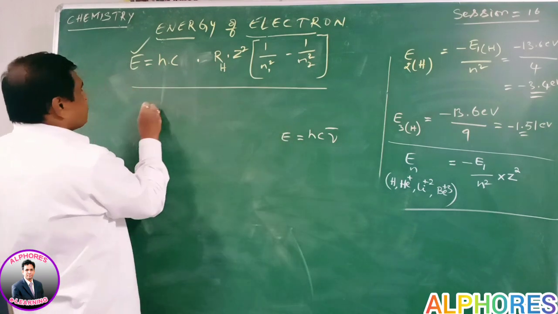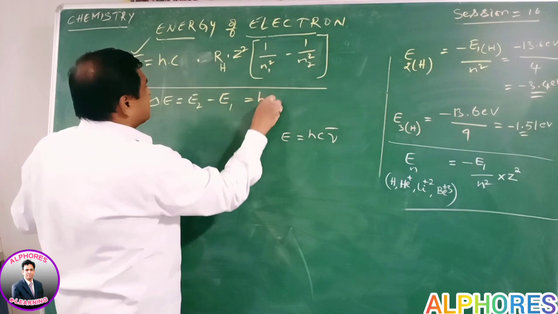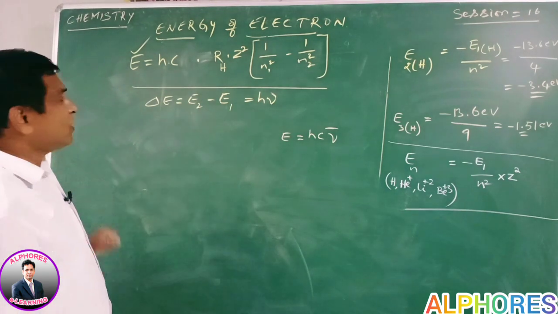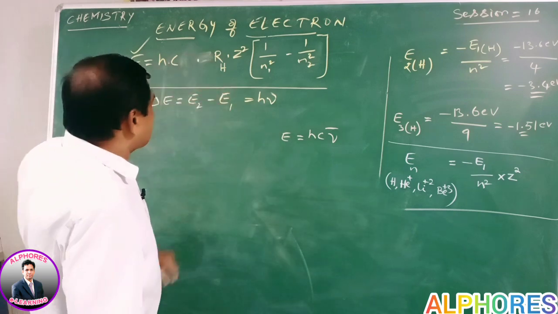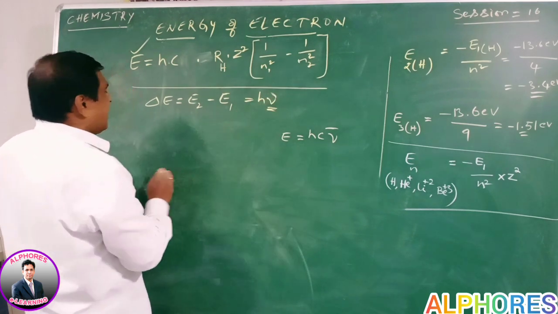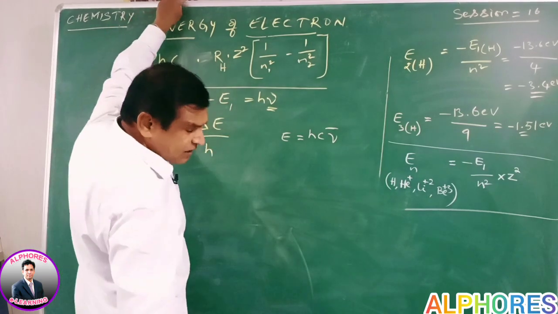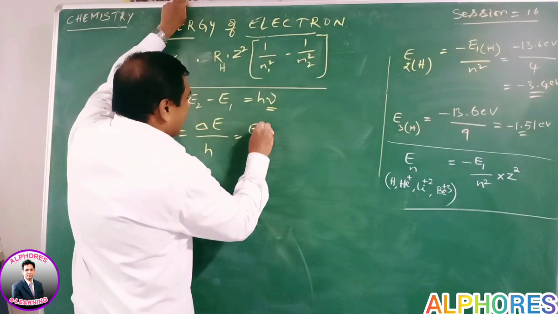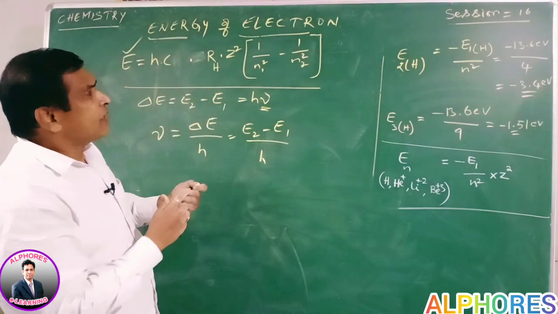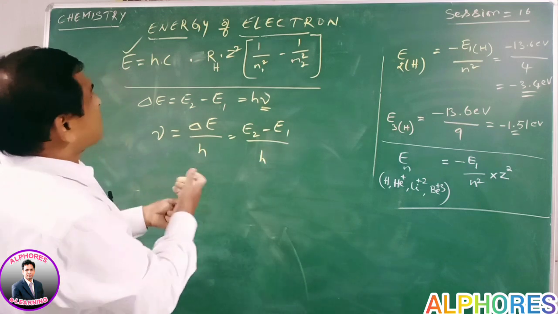One more formula is delta E is equal to E2 minus E1. We know that E2 minus E1 is the quantum energy or photon energy, so the difference in energy is E2 minus E1. We can also calculate frequency: nu is equal to delta E by H, where delta E is E2 minus E1. Based on the given problem, we can apply the formula to calculate the energy of the electron in the given orbit. In the next session we will solve the numericals on this.